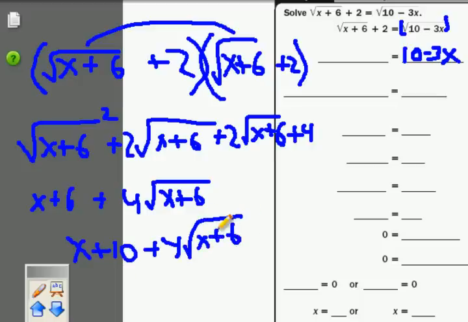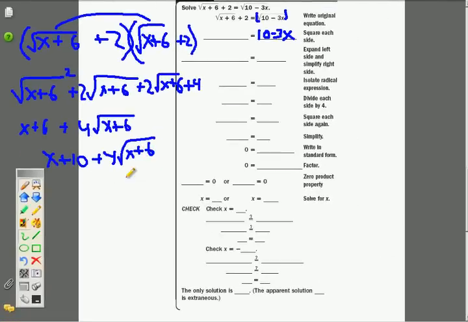All right. All of that stuff. That's a 4. And it equals 10 minus 3x. Well, again, I'm trying to isolate the square root. I'm still trying to isolate this. So when I put all that on this line right here, if I can make it not look so sloppy, x plus 10 plus 4 square root of x plus 6, and 10 minus 3x right here.